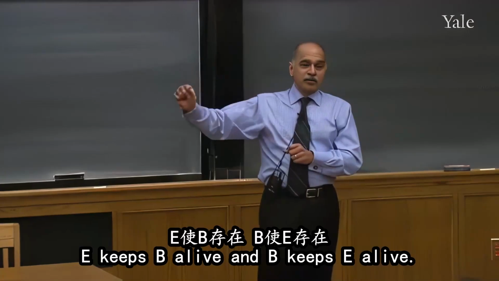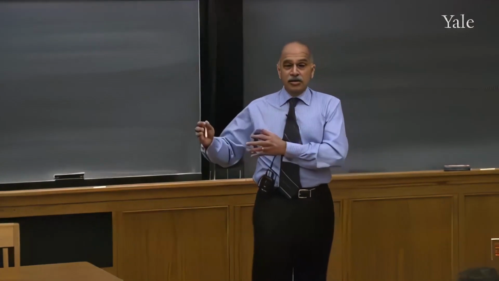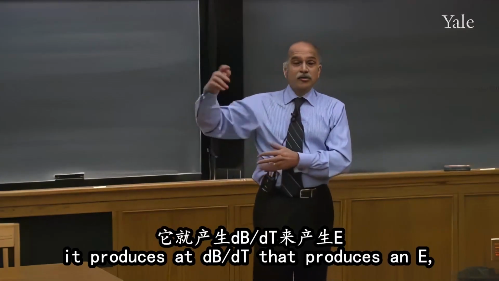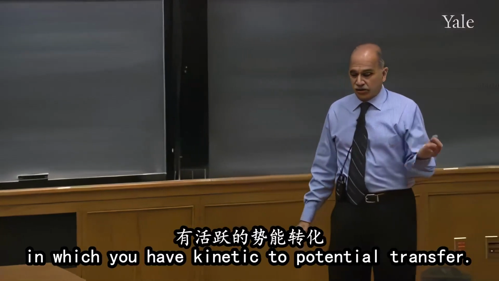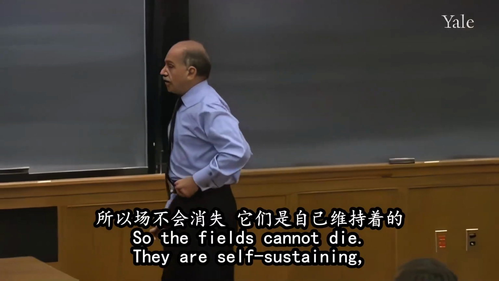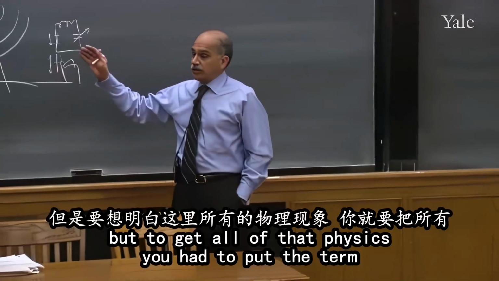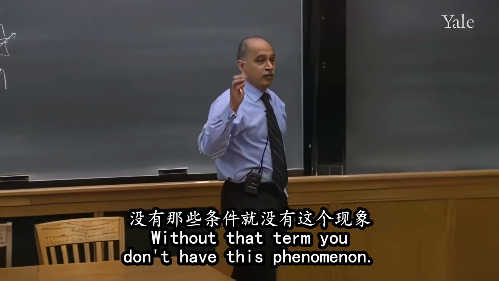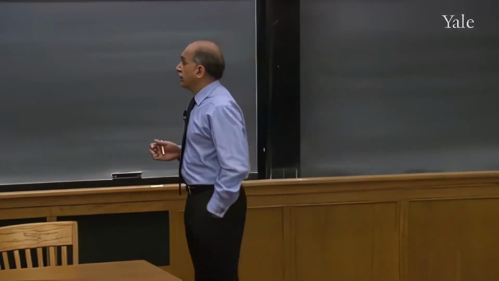E keeps B alive and B keeps E alive. If E tries to die, that's a dE/dt that produces a B. The B tries to go down, that produces a dB/dt that produces an E, so they go back and forth. It's really like oscillations in which you have kinetic to potential transfer. You can have energy transfer. So the fields cannot die. They are self-sustaining. But to get all of that physics, you had to put in the term that Mr. Maxwell put in. Without that term, you don't have this phenomenon. You don't get it from statics.